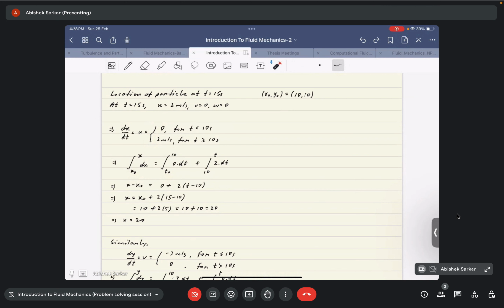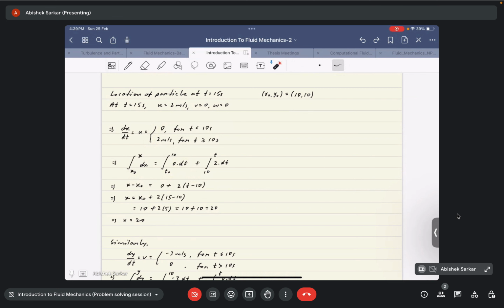And after integrating, we get that x minus x naught would be equal to 0. Since this is 0, it will go out. So it will be equal to 0 plus 2 times (t minus 10). Since t is equal to 15, we substitute the value of t here and the value of x naught as well to get that x is equal to 20. This is the first coordinate.